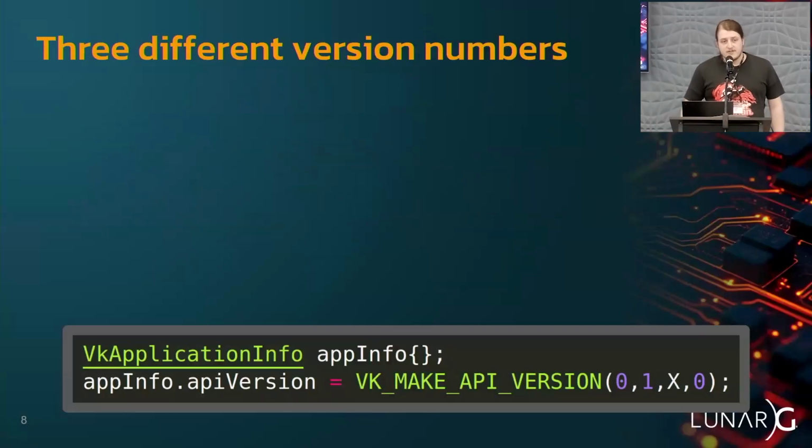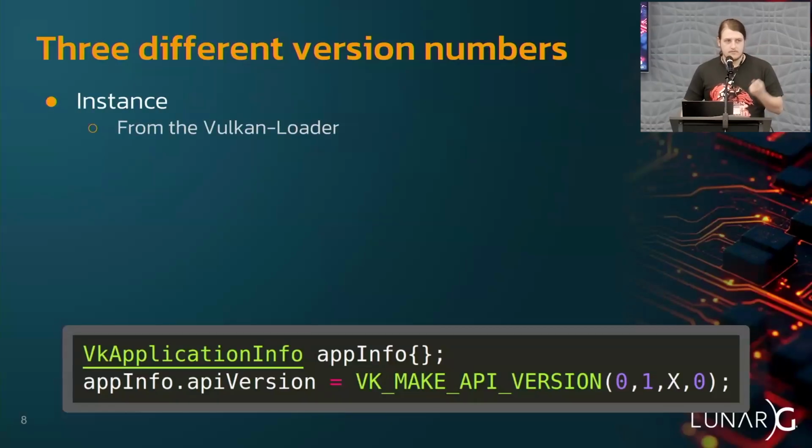Little side tangent, there are actually 3 versions. Oh, I had 4 up by accident. 3 different version numbers in Vulkan. The instance version, you get it from the loader, the libvulkan.so, vulkan-1.dll. That's the thing that all your applications link to and subsequently get the drivers from.